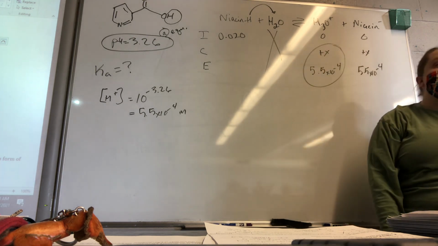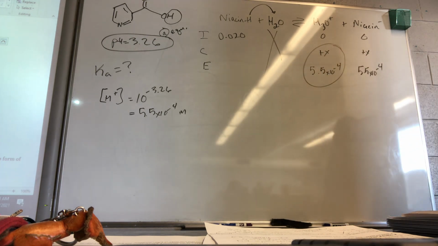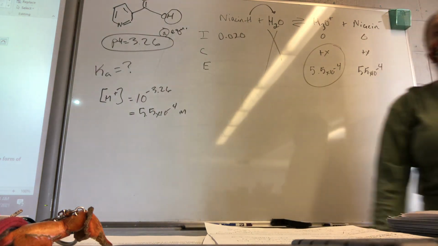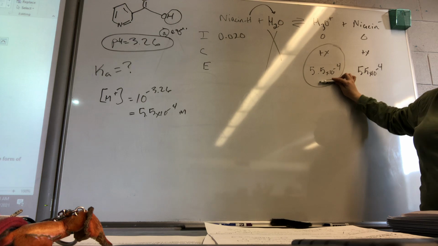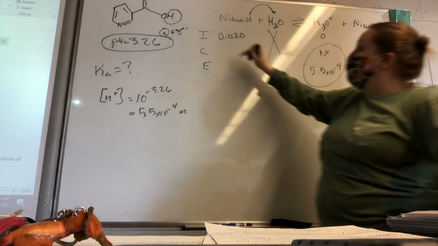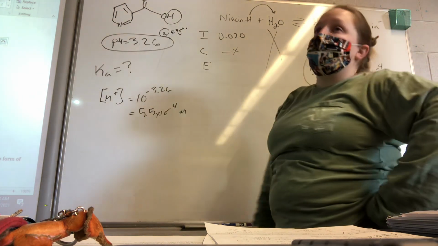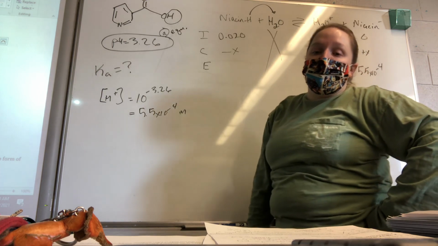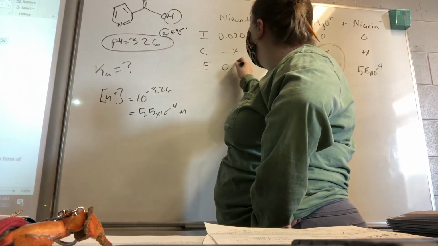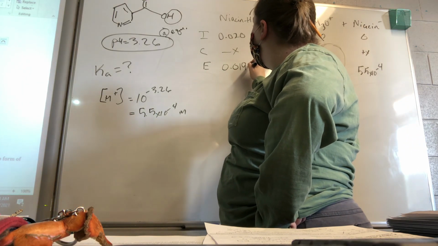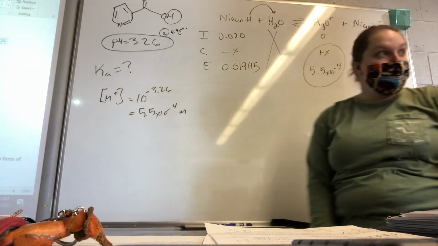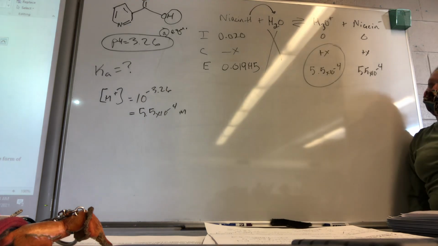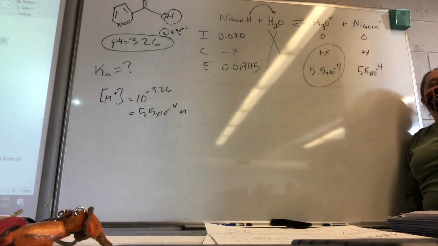Because we know this, we know that the change, X, must be the 5.5 times 10 to the -4. 0 plus a number made this number, so it must be the X. Over here, we have to subtract that X. When we do so, we get 0.01945. It's a very small difference, but it is a difference when you plug it into Ka.